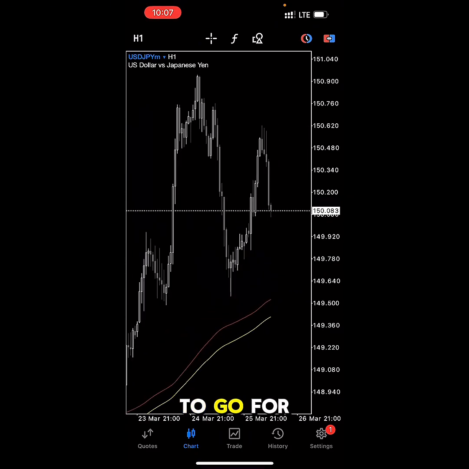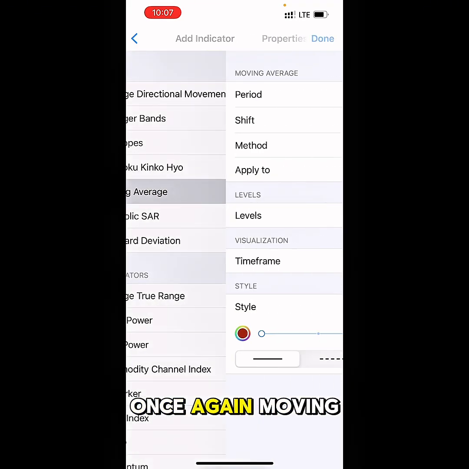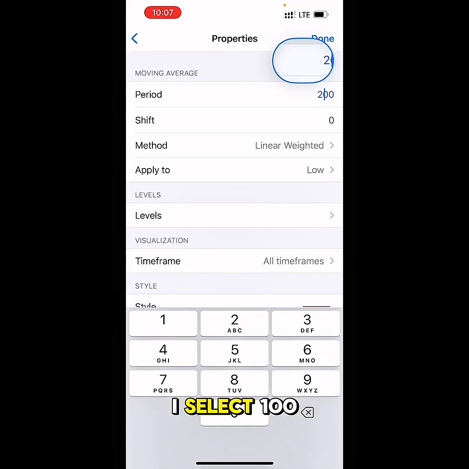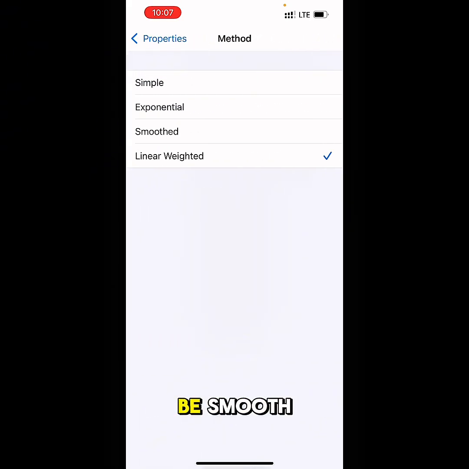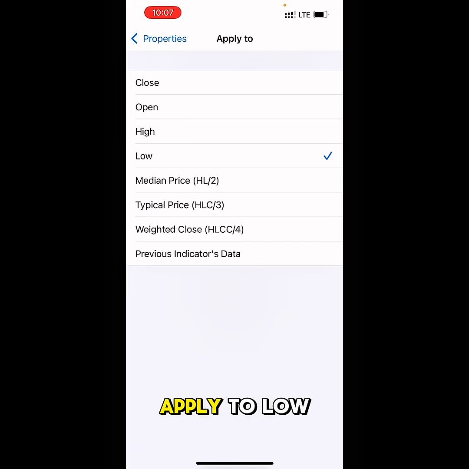Now we have to go for something else, which is the 100 moving average. So I click on the indicator icon again, the plus icon once again, moving average. This time I select 100. Just re-edit this to 100. The shift will remain at 0. The method will be smoothed, and we are also going to apply to low.